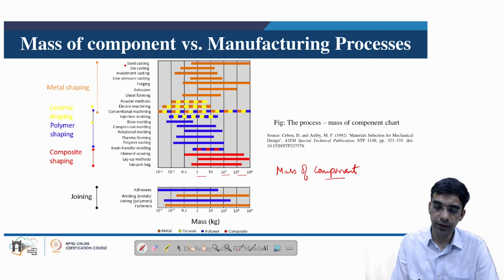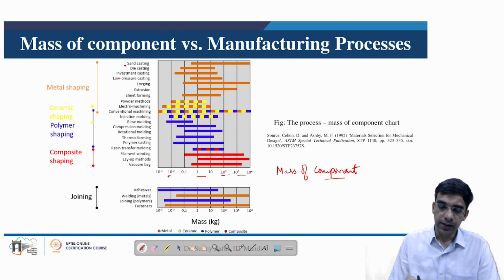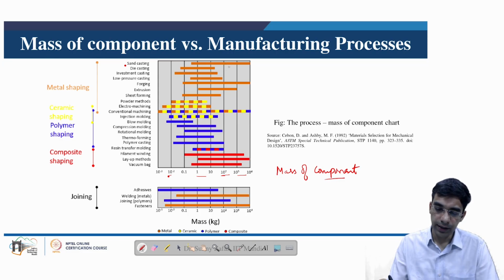But at the same time, if we look at the example of investment casting, investment casting can make products ranging from mass 10 raised to the power minus 2 kilogram up to 10 raised to the power positive 2, that is up to 100 kilogram. So it cannot manage very heavy products. Similarly, the colors shown here highlight the materials. Most of the metals are shown with orange, the ceramics are shown with yellow, polymers are shown with blue, and composites are highlighted with red color.